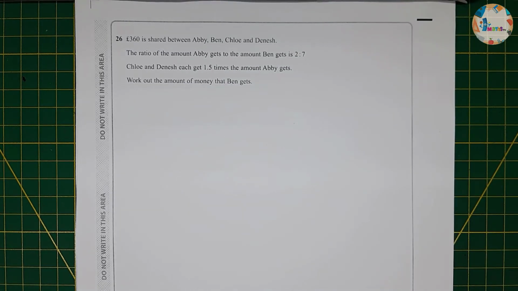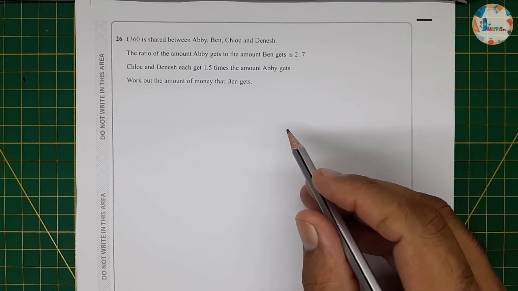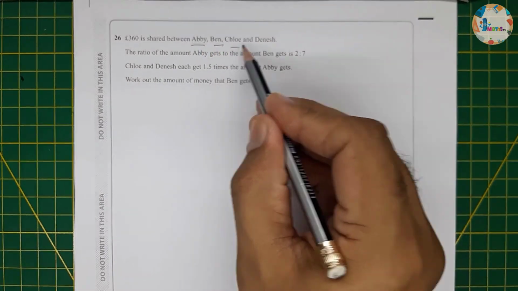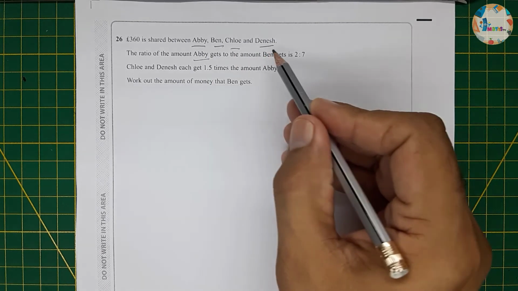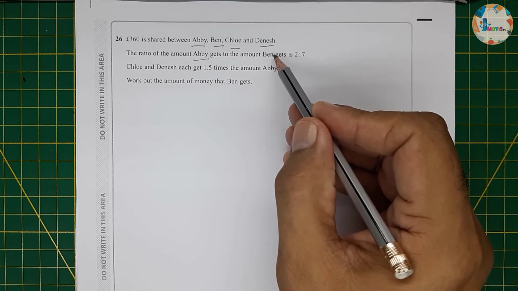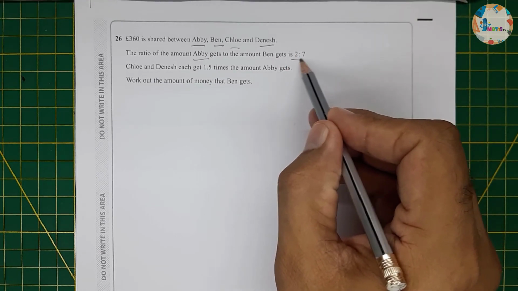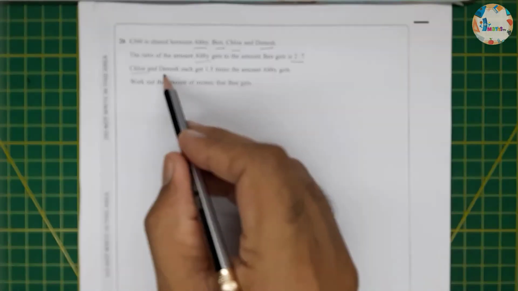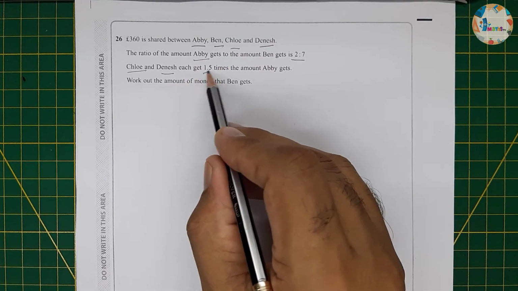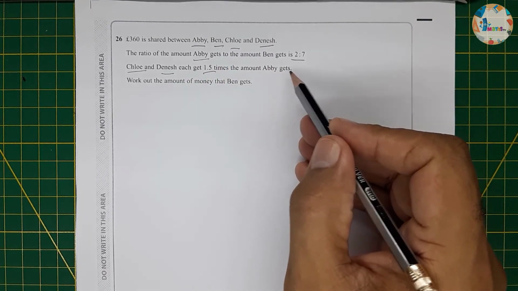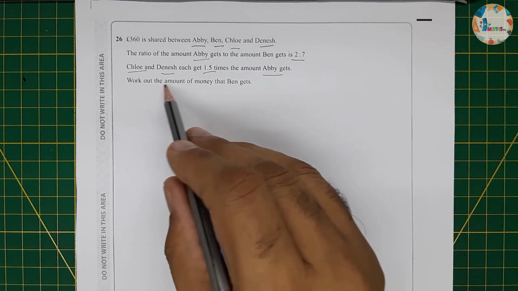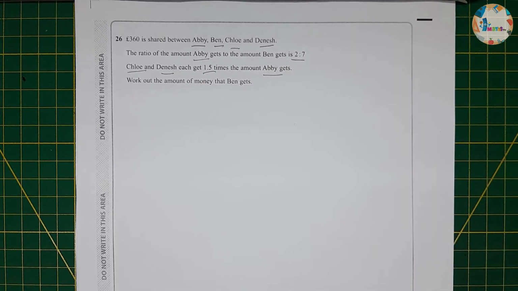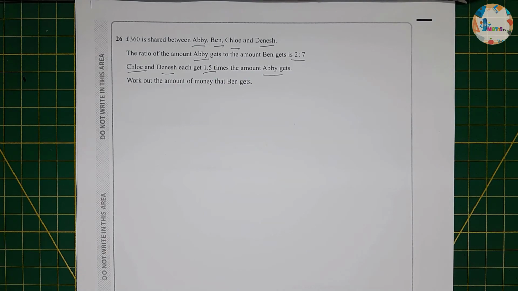Now question number 26 is saying £360 is shared between 1, 2, 3 and 4 people. The ratio of the amount Abby gets to the amount Ben gets is this one, and Jolly and Danish each get 1.5 times the amount Abby gets. Work out the amount of money that Ben gets.